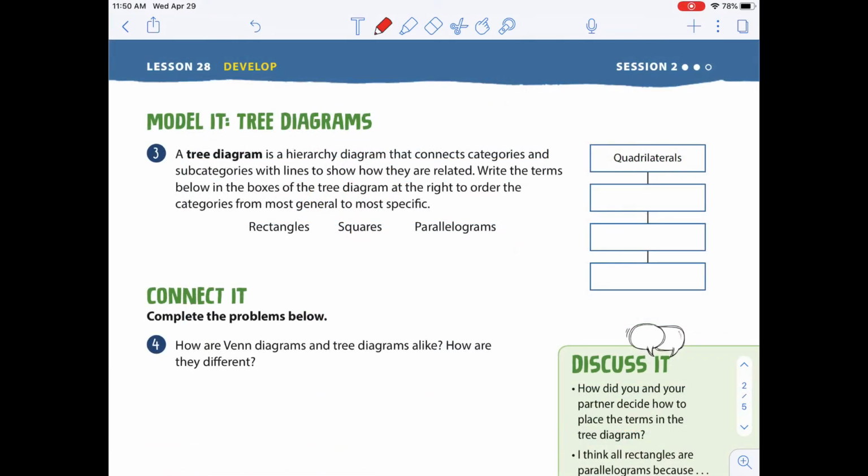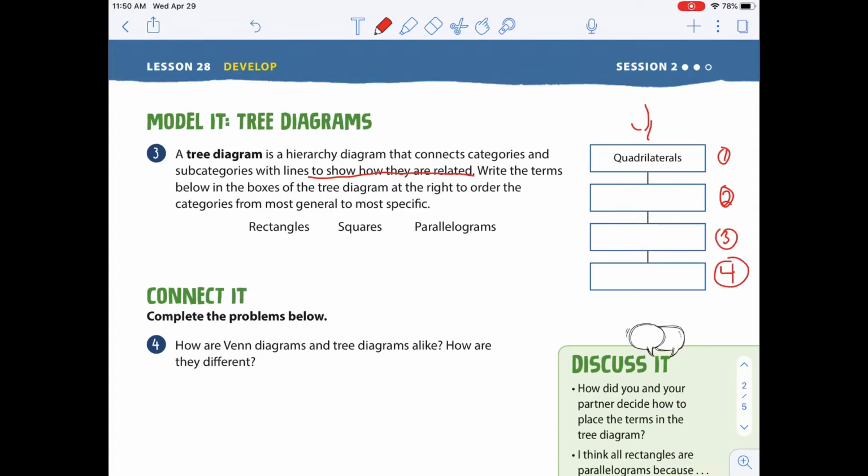All right, now that you have learned how to use a Venn diagram to show all the subcategories of a quadrilateral, we're going to do the same thing with a tree diagram. This is where we're going to compare how a tree diagram and a Venn diagram can show the same thing. So this right here, my friends, is a tree diagram. It is a hierarchy diagram that connects categories and subcategories to show how they are related. Pretty much they do a ranking system, right? Here's the original one. Here's subcategory 2, subcategory 3, subcategory 4.